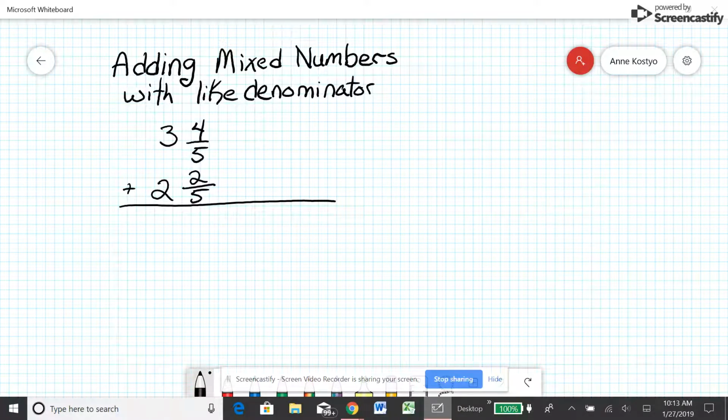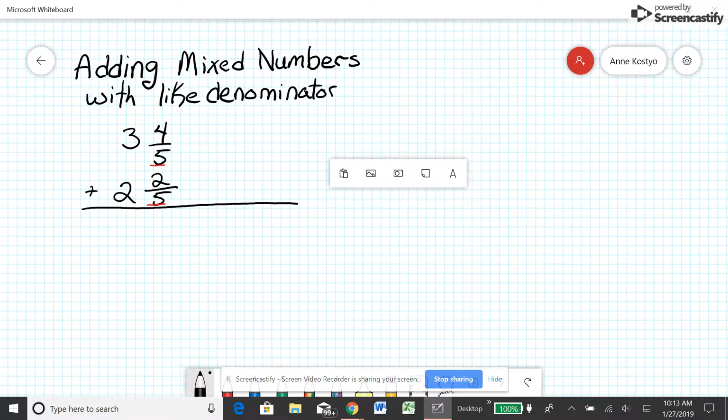The first thing that I can see is that we have a common denominator of 5 and 5. This can be helpful because now we have a common denominator, which makes working with this problem much easier.